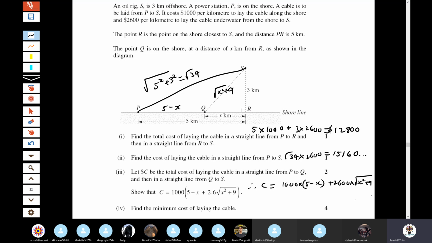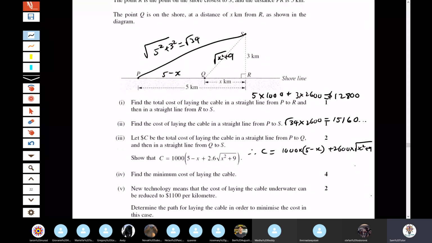IV. Find the minimum cost of laying the cable. What are we going to do? 4 marks. Tell me the whole thing. Tell me what are we going to do?